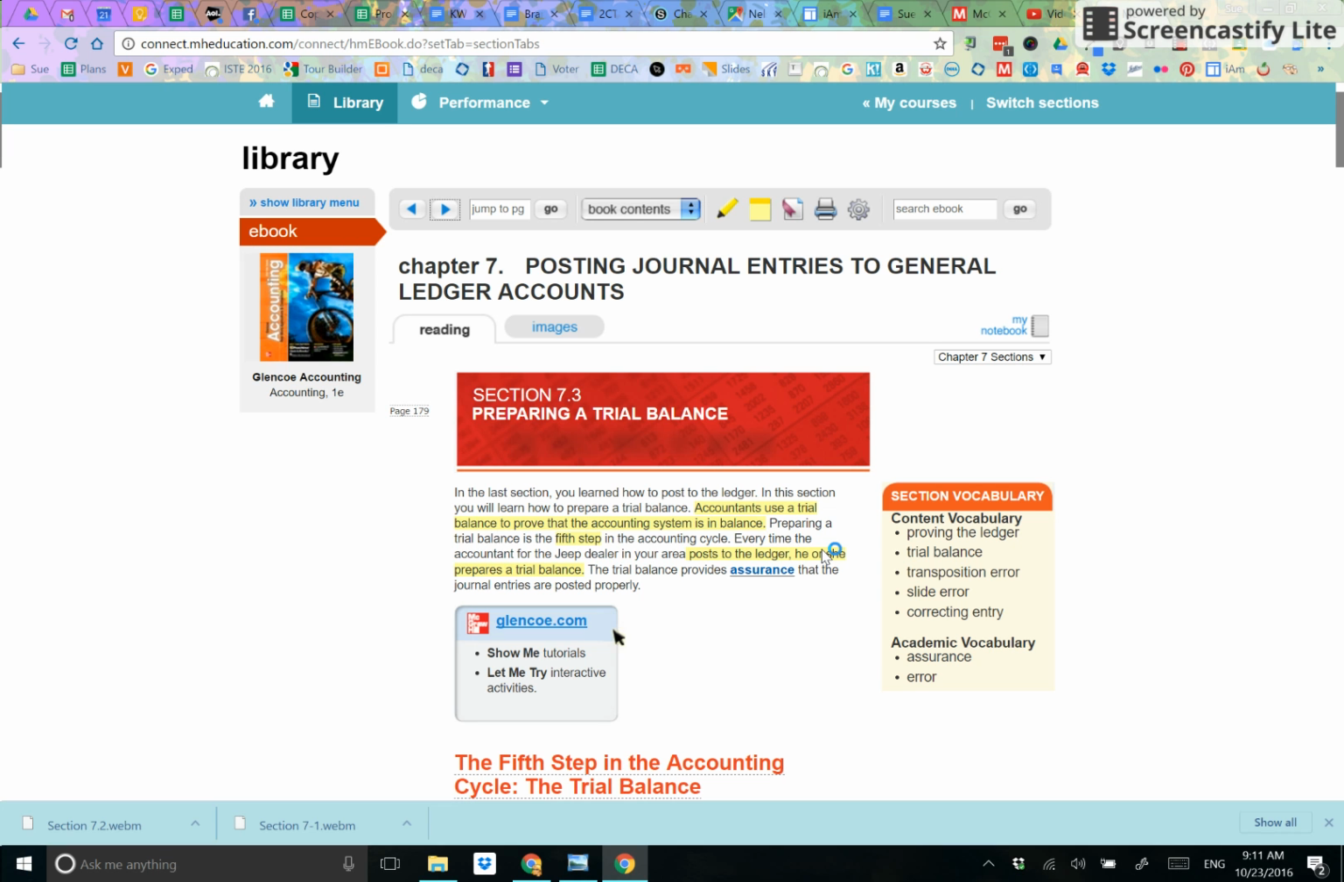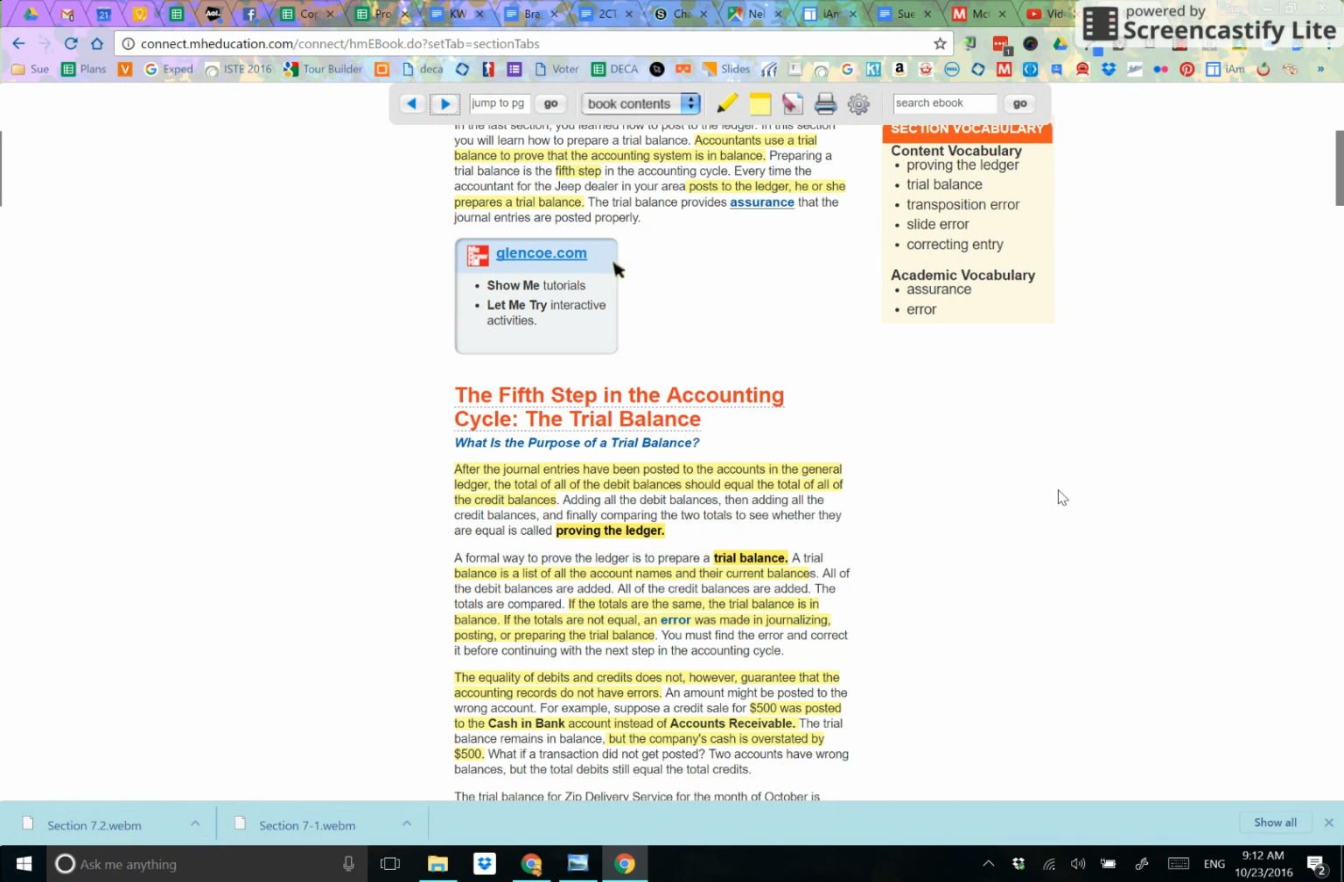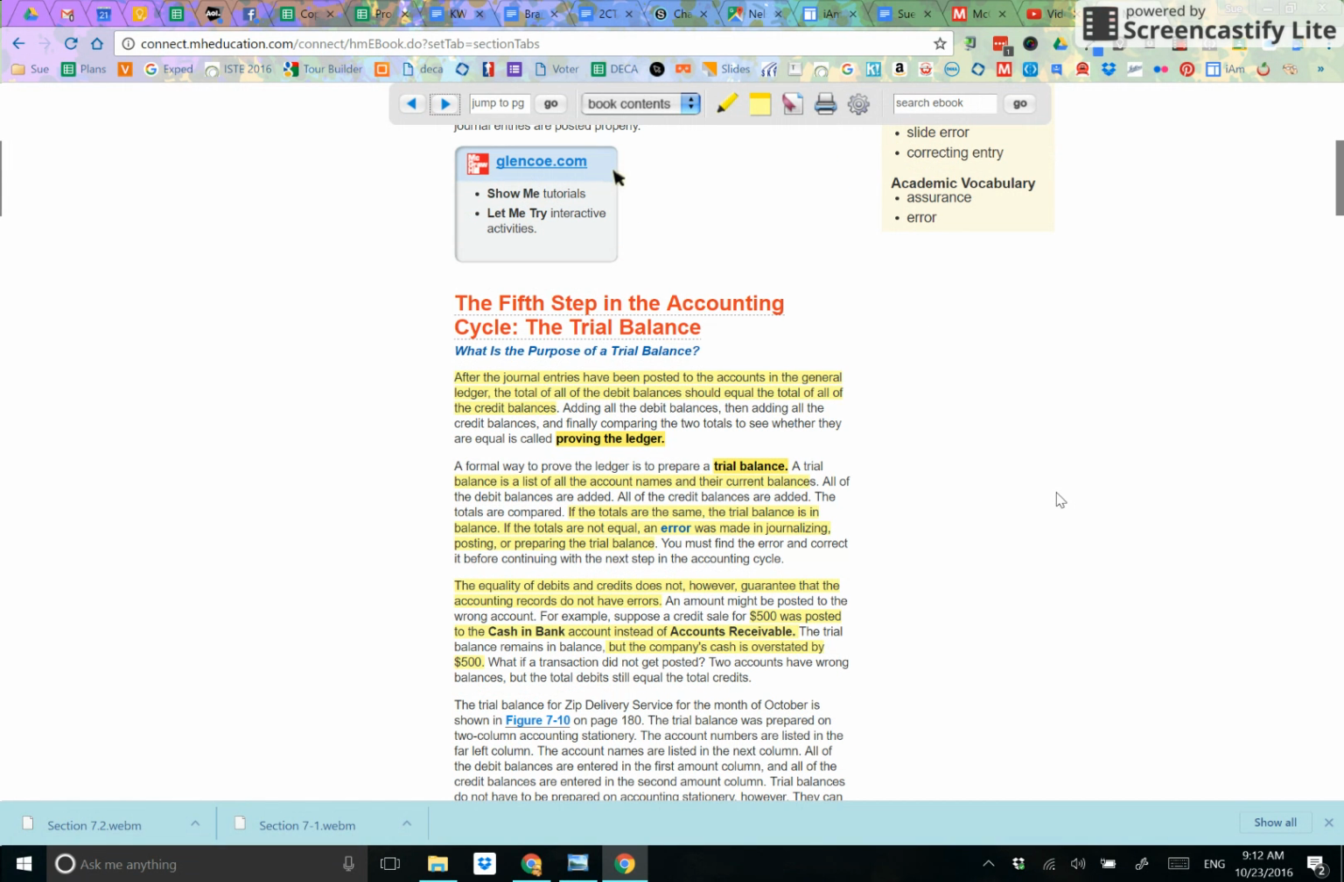Okay, so finally, section 3, 7.3, preparing the trial balance. The trial balance is something that we're going to use to make sure that our debits are equal to our credits. It is the 5th step in the accounting cycle after we do our posting, and it ensures that we've posted things properly.